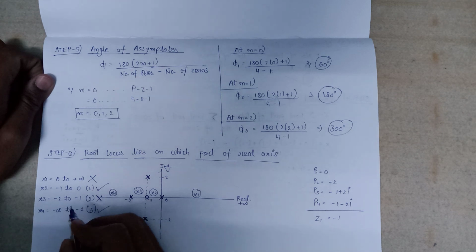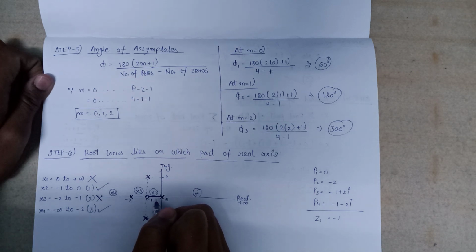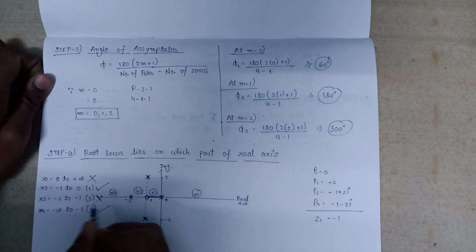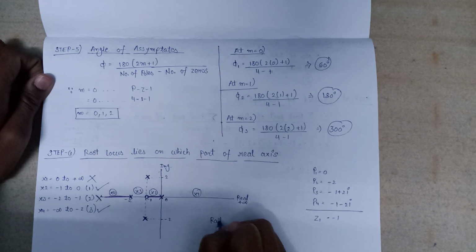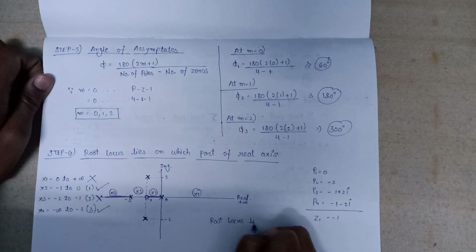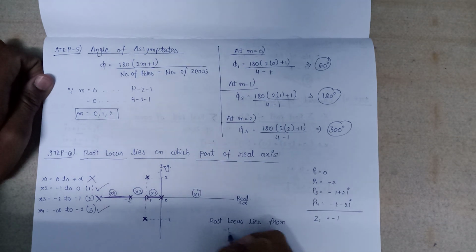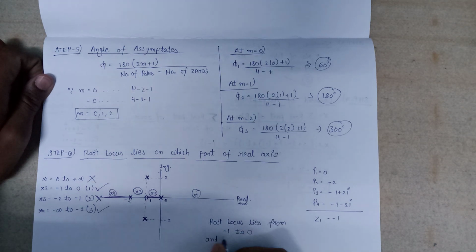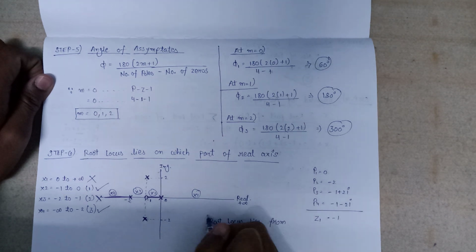So we can easily say that x2 is a part of the real axis onto which the root locus lies, and also the root locus lies from minus infinite to minus 2. So the root locus lies from minus 1 to 0 and the root locus also lies from minus infinite to minus 2.